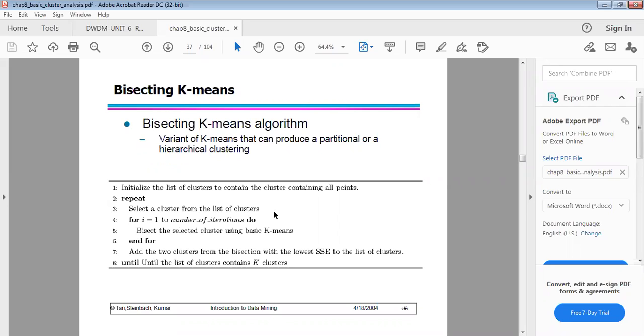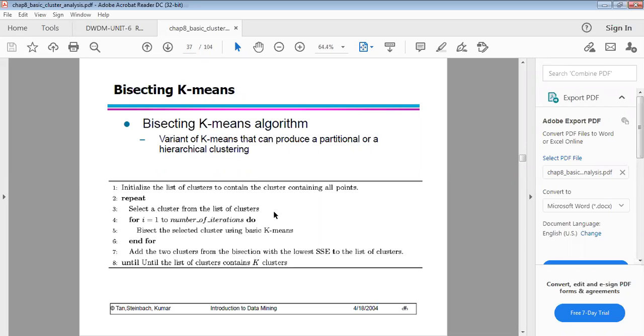The particular list or particular cluster you have to select it, and for i equal to 1 to the number of iterations, bisect the selected cluster using the basic k-means algorithm. You have to consider all the clusters. So first you consider one cluster, and in that cluster we perform the number of iterations, bisecting the selected cluster using the k-means algorithm.